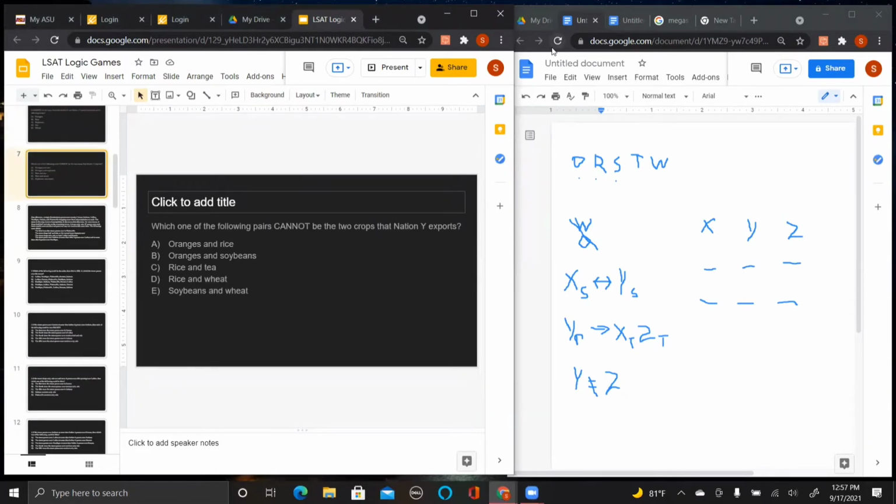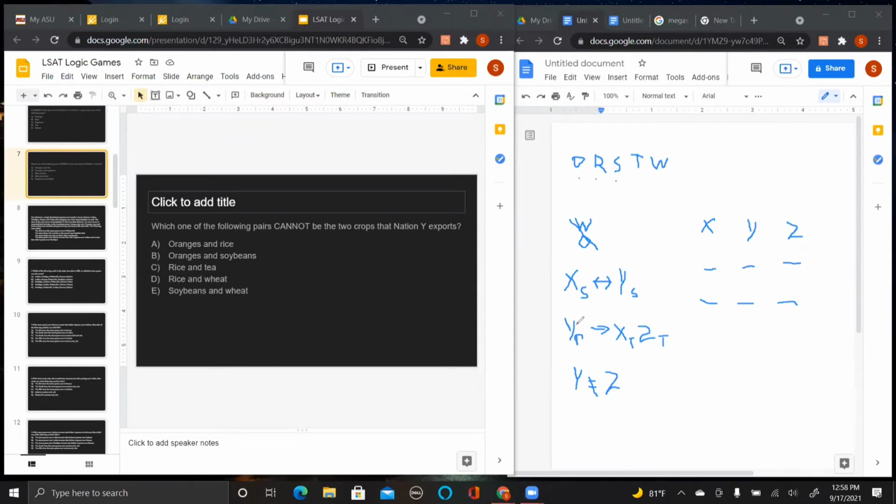And what does this one say? Which one of the following pairs cannot be the 2 crops that nation Y exports? All right, make my drawback, there we go. So what would be a problem if Y exported it? So which kind of rules involve Y over here? And what would cause a mutual contradiction?